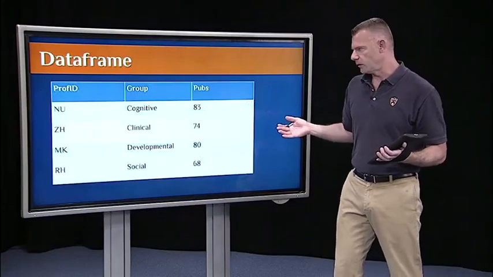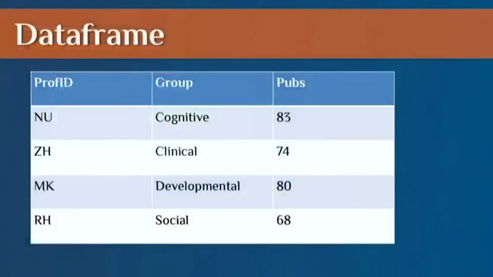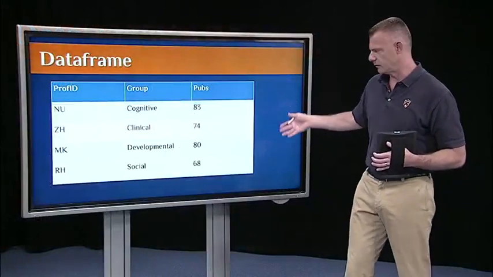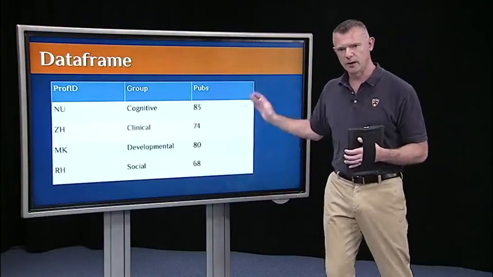Your data frame might look something like this. We could have a professor ID, like the initials of the professor, what group they're in, cognitive, clinical, developmental, whatever, and then the number of publications that they have. So assume these are senior professors. It's a lot of publications, so toward the end of their career.